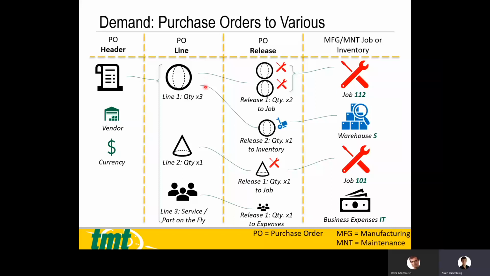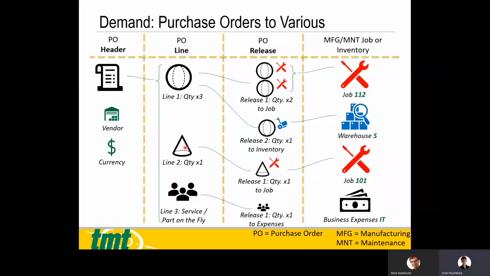So let's go through each of these scenarios. Simple one first. Let's say this is a service. You might be delivering something like training or something like that. We don't use the TMT part number for it because it's an ad hoc requirement. It's once off. You don't do this often. So we use a part on the fly. It has a release of 1, quantity of 1. So 1 line, 1 release, and it's expense direct to IT expenses, for example, or some other like our training overhead expenses, right?